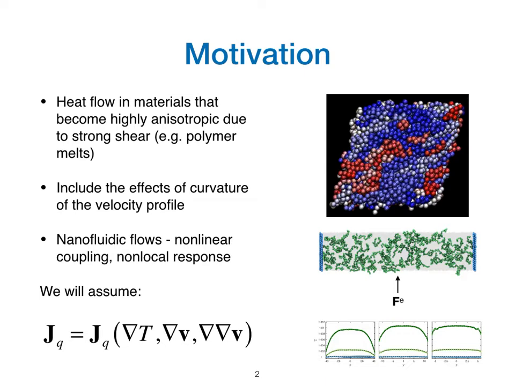So we're going to assume that the heat flux can depend on the temperature gradient, the velocity gradient, and the curvature of the velocity gradient. It requires nonlinear coupling to involve the velocity gradient and the curvature of the velocity gradient. So in the linear regime, you only expect the heat flux to depend on the temperature gradient alone.